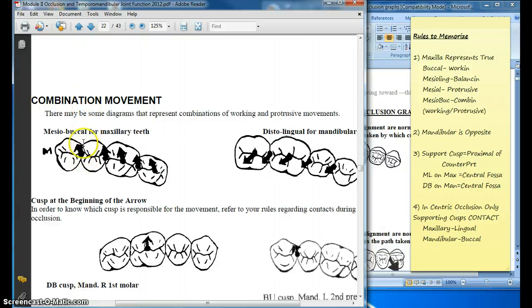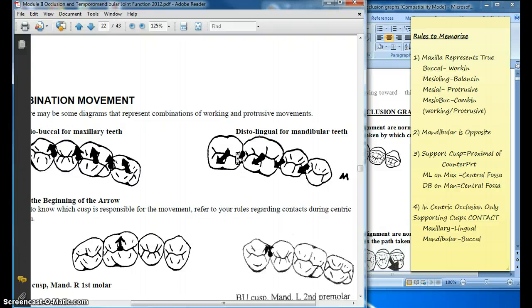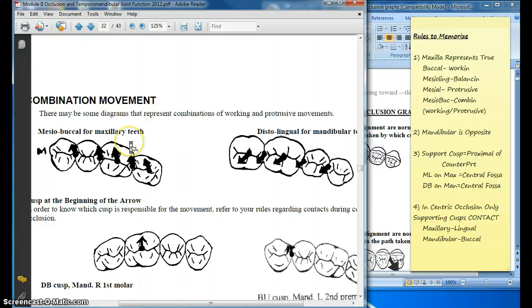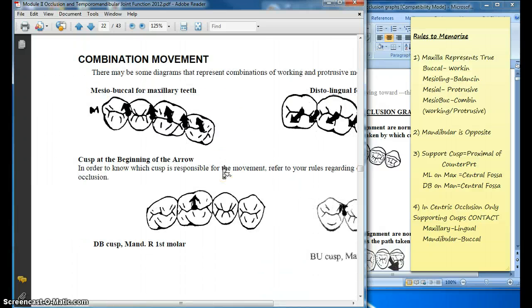I don't know if you guys can actually see this line that I'm drawing, but there's a line going right here, and a line would be going here. On the opposite, it would be the line that goes back, which we know on mandibular is protrusive, and the line that goes lingual, which would be on the mandibular, would be the working side. So this would be working, and this would be working protrusive for both of these.